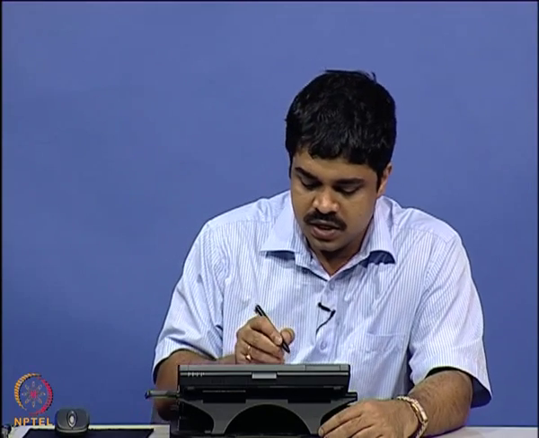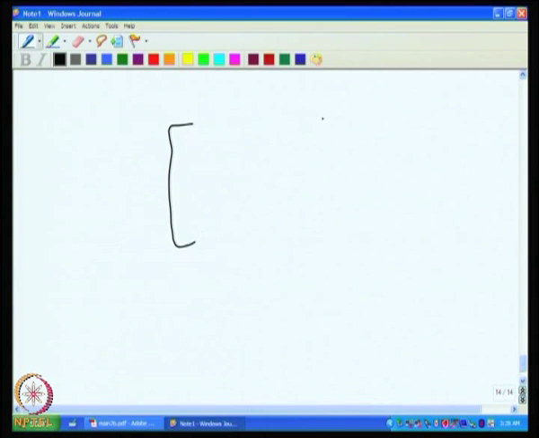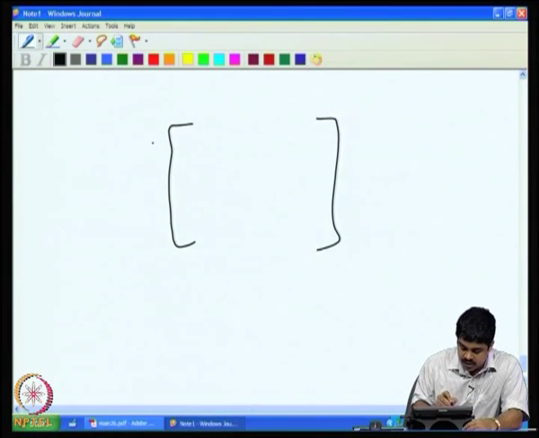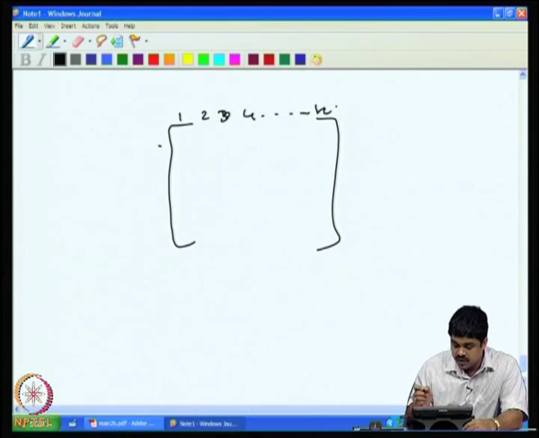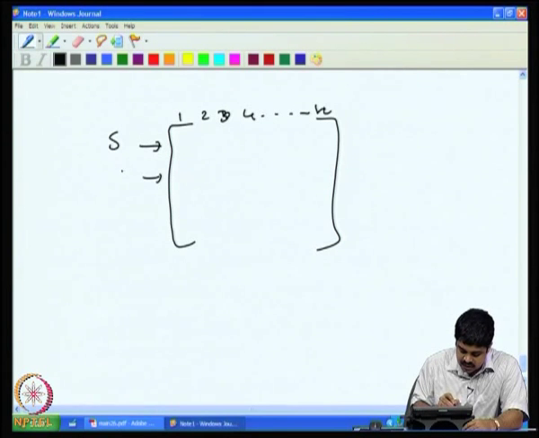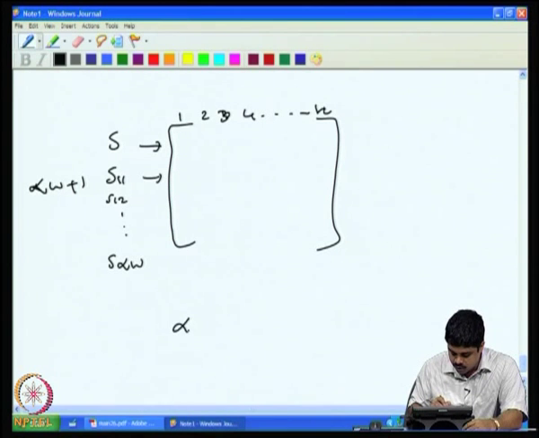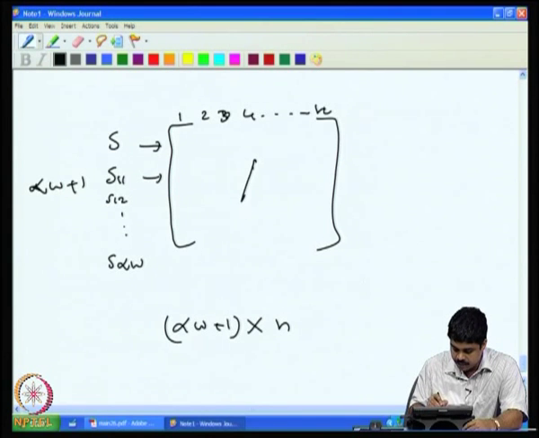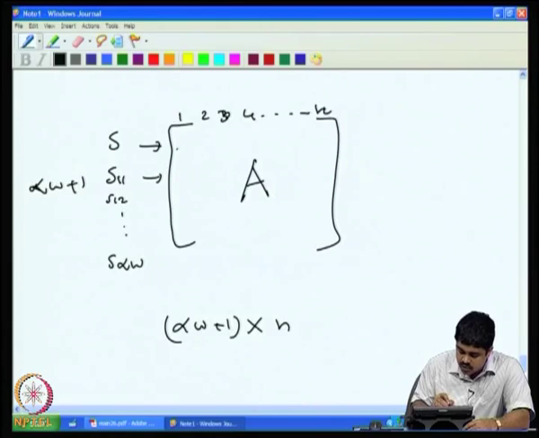What we are now going to do is construct a matrix where the rows are here, we will put it as 1 2 3 4 5, these column numbers are the vertex numbers, and these rows will correspond to the independent sets. This is S, this is S11, this is S12, and this is S alpha omega. The number of rows will be alpha omega plus 1, right, and this is an alpha omega plus 1 cross n matrix. Let us say this is A, and what will be here on the rows?